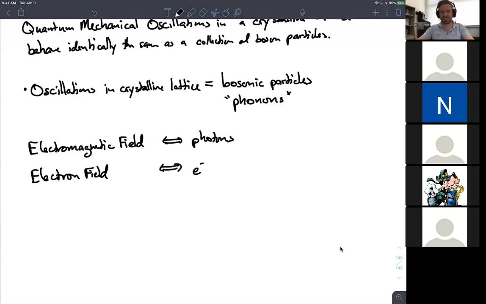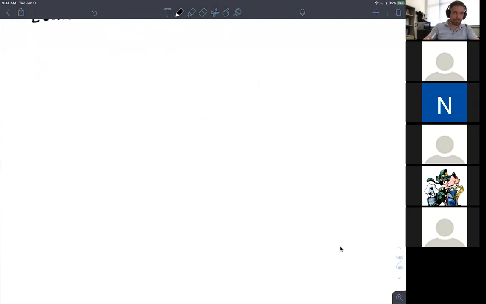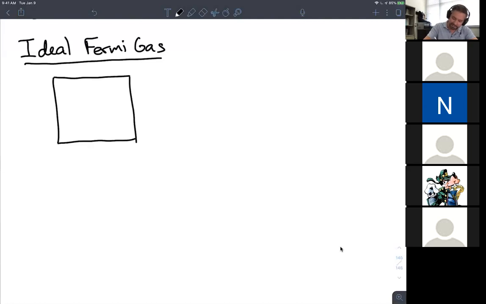Okay, so that was the last bosonic gas we're going to talk about. The next thing we're going to talk about is a Fermi gas. Let's see how Fermi gases behave. The next example we're going to work through is an ideal Fermi gas. Exact same setup. We've got a box. Our box has volume V, which is equal to L cubed, because all of the dimensions of our box are the same. We're going to throw in some particles, as we are wont to do.